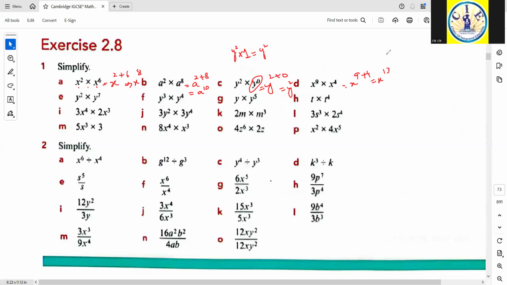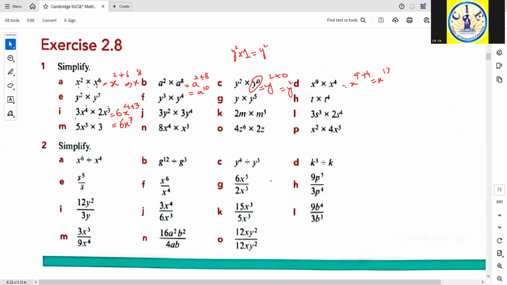Okay, it goes on with the same pattern for part I now. You see, the coefficients are 3 and 2 respectively. So first of all, we'll multiply the coefficients. That will give us 6. And then we'll apply the rules of indices on the variable x. x raised to power 4, and then this power gets added. And that will give us 6x raised to power 7.